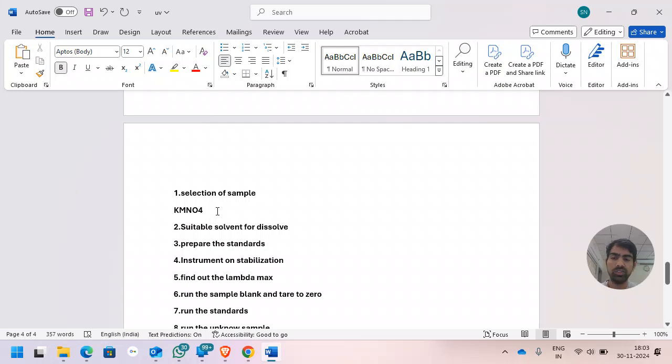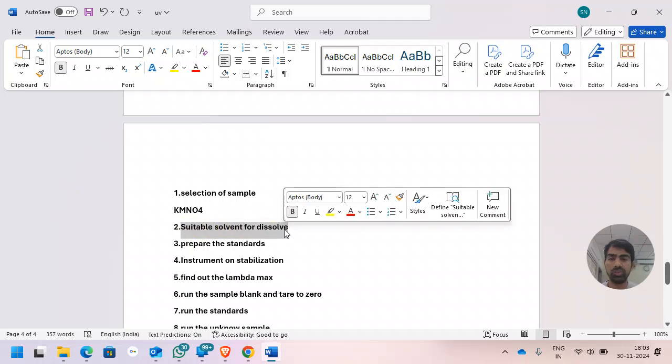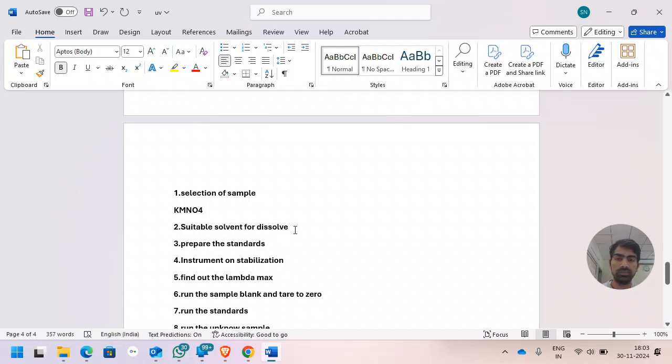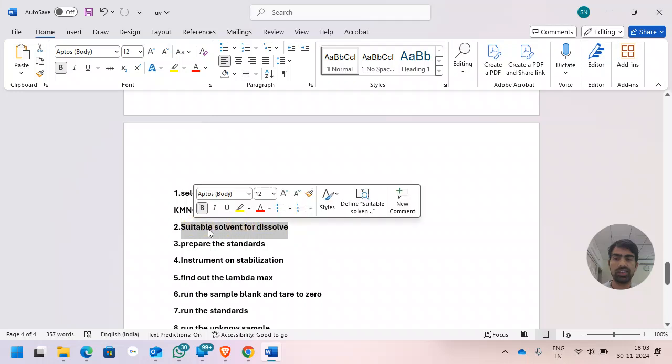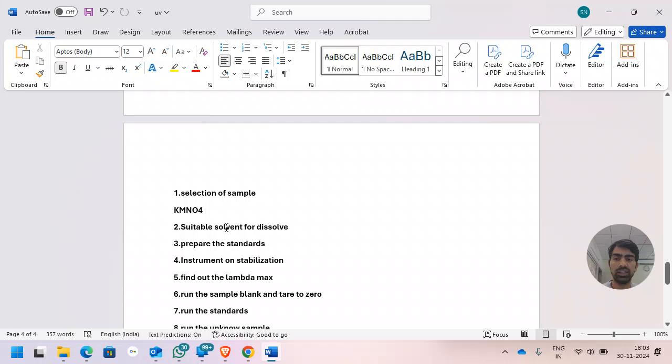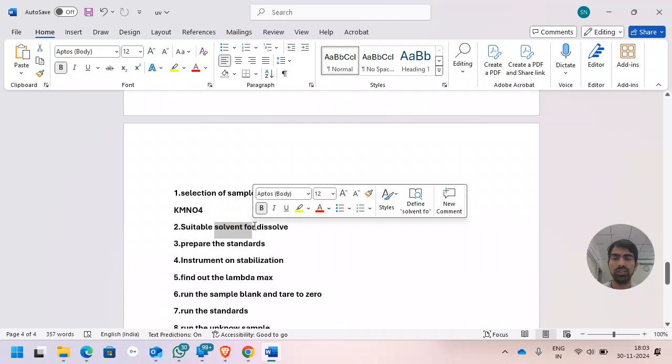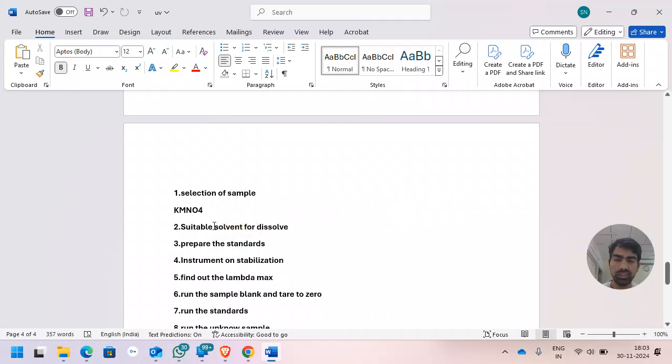For that KMnO4, we need to check the suitable solvent. Mostly KMnO4 dissolves in water or alcohol. Some solvents like fats may not dissolve in water. For that we use other solvents like hexane, or for some non-polar compounds we use benzene. If your sample dissolves in a solvent, then that is the suitable solvent for you.